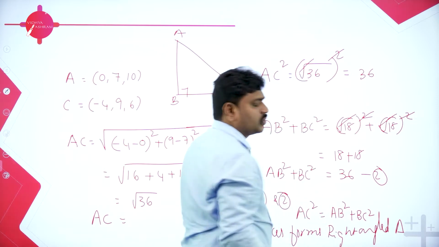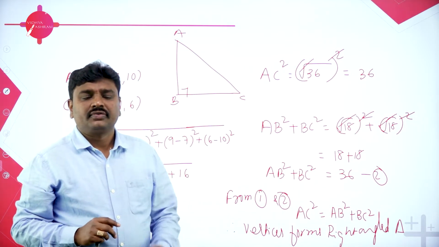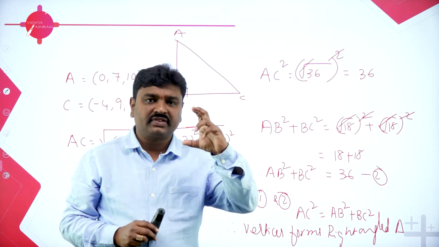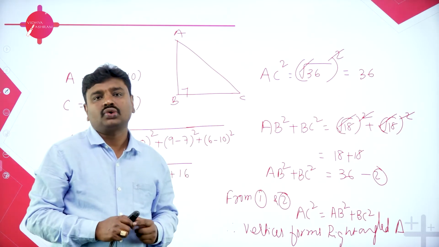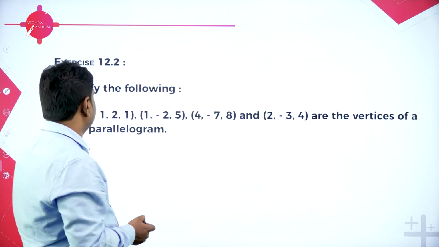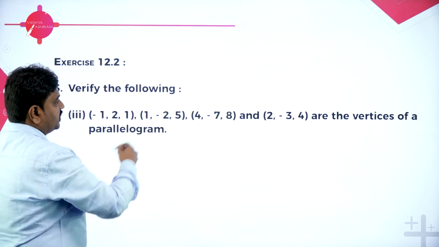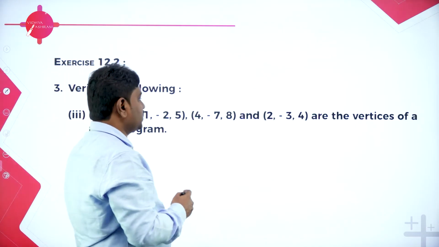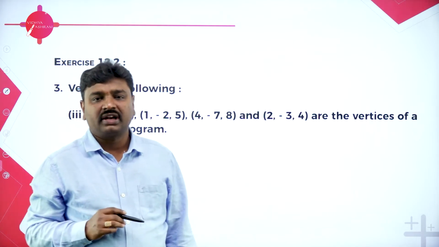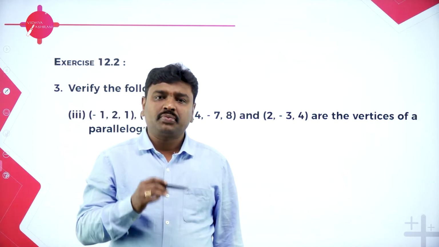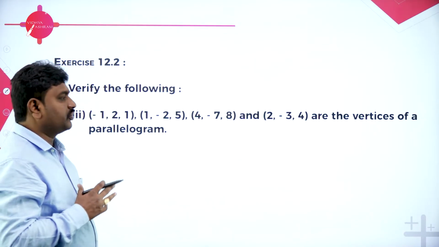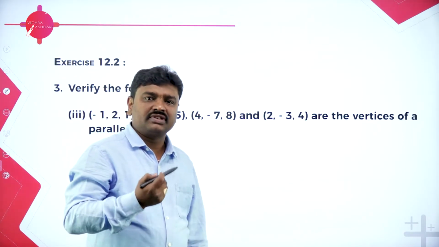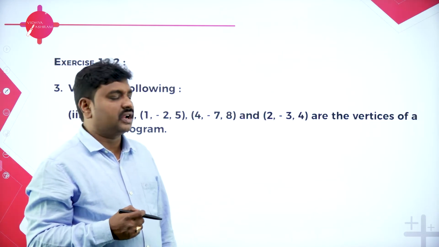So dear students, what you need to understand is simple. We have to apply the distance formula to find the length of AB, length of BC and length of AC, and when you apply Pythagoras theorem, it should hold good. Now verify the following. 4 points they give. They are asking you whether they form vertices of a parallelogram. Parallelogram means what? Opposite sides should be equal and they should be parallel.